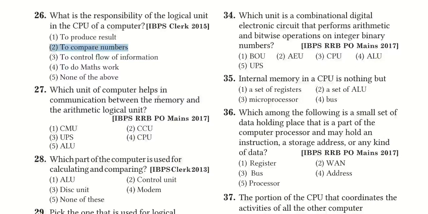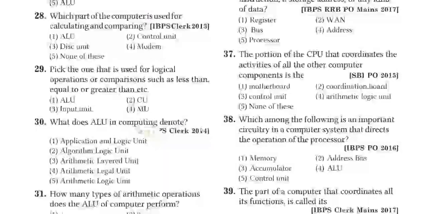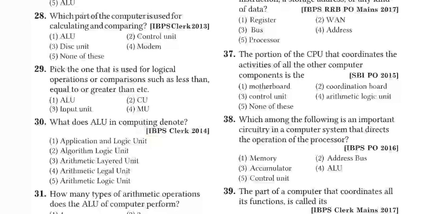Which unit of the computer helps in communication between the memory and the arithmetic and logic unit? The communication is established between the memory and the arithmetic and logic unit through the CPU. Which part of the computer is used for calculating and comparing? Calculation and comparing is done by the arithmetic and logic unit of the computer.